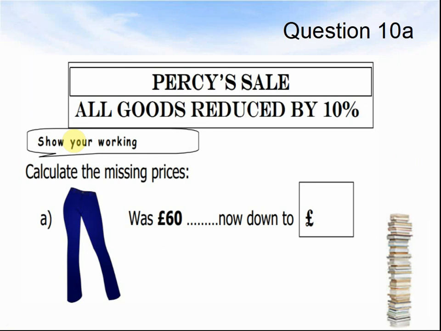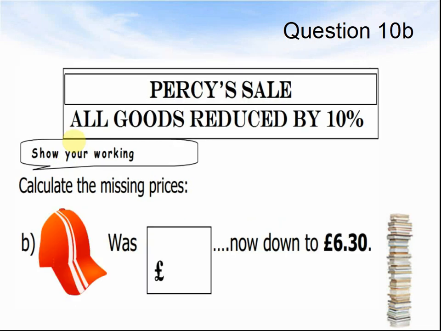Question 10a. Sale. All goods reduced by 10%. Show your working. Calculate the missing prices. A. The jeans was £60, now down to what? Pause the video to work out the missing number. Here comes the next question.